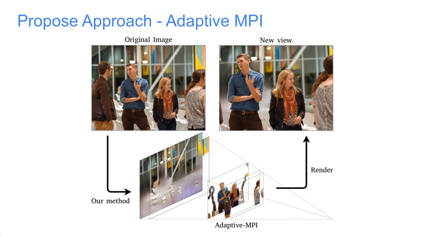In this paper, we propose a new adaptive MPI representation. With our method, we not only estimate the visual content of each image layer, but also estimate the position of each layer, which is adapted to the input scene. We can also have a variable number of image layers depending on the input image without retraining our neural networks.